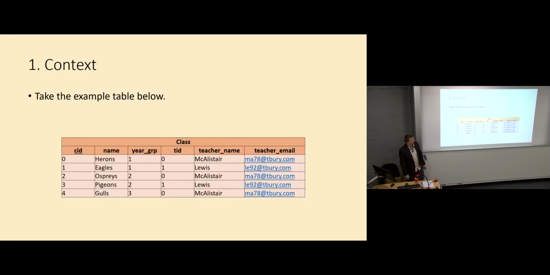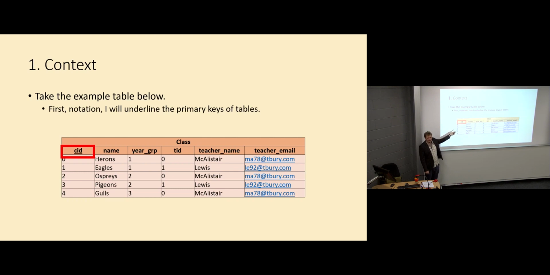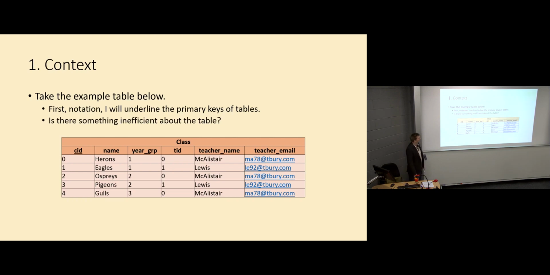Okay, so take the example table below. So this is a table containing class information for a given school, right? You've got a class ID, the name of the class, the year group they're in, a teacher ID, teacher name, a teacher email. For notational purposes, I'm going to start underlining the primary keys, okay? Just so it makes it obvious where the primary keys are in the table. But is there something inefficient about this table?